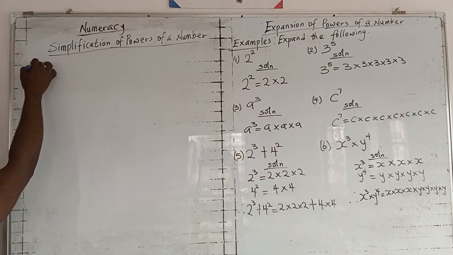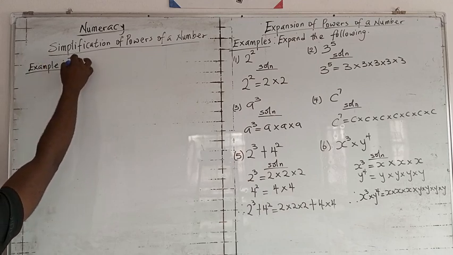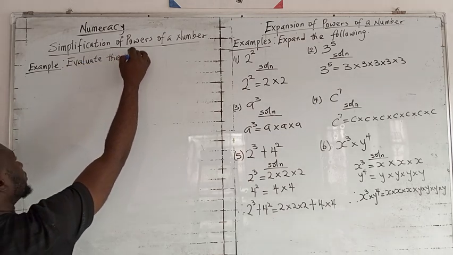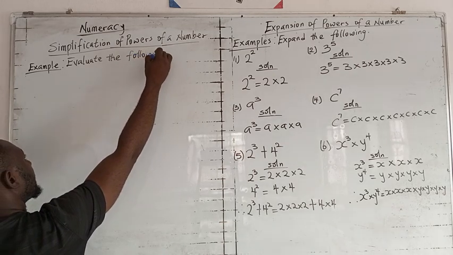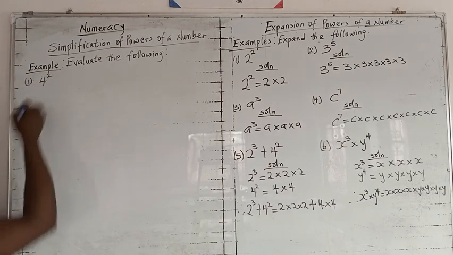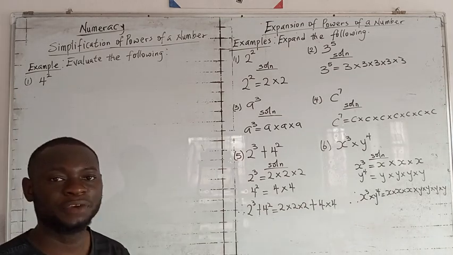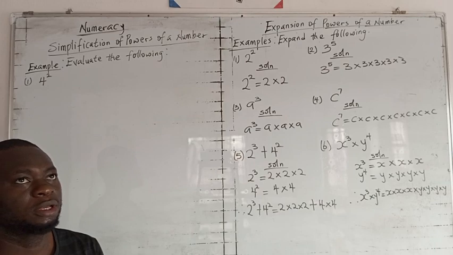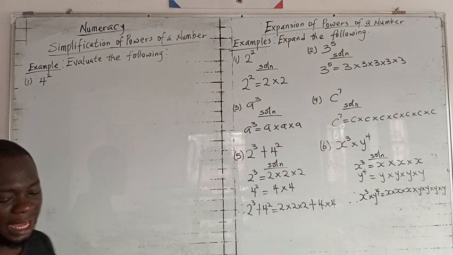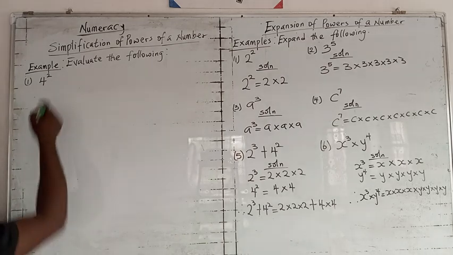Okay, example. Evaluate the following. Number 1, 4 raised to power 2. Like I said, in simplifying powers of a number, we do 2 things. First, we find the expansion of the number. Second, we multiply out. So this is very simple. Solution.